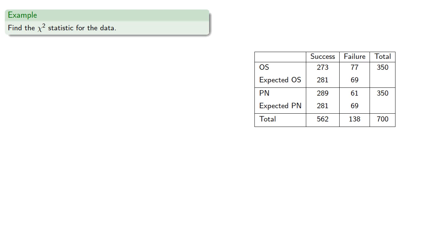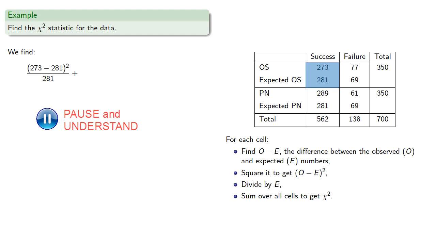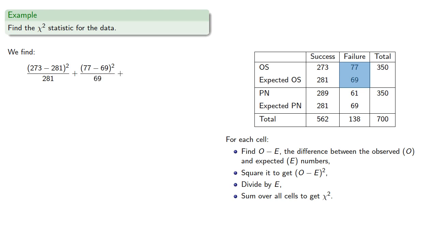So we could find the chi-squared statistic for the data. We have our data and the expected numbers. For each cell, we'll find the difference between the observed and the expected numbers, square it, divide by the expected number, and sum. So for our first cell, the observed is 273, the expected is 281, so we'll find the difference, square it, and divide by 281. For the second cell, we observe 77, we expected 69, we'll find the difference, square it, and divide by 69. And similarly for the third cell, and the fourth cell. We'll add everything up and get our chi-squared value.